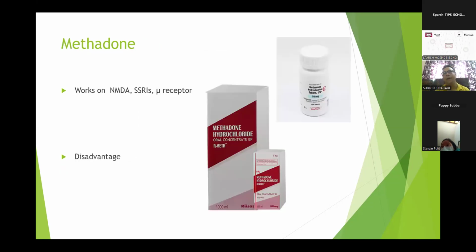Now the methadone. Methadone comes in tablet form and syrup form. Methadone works on the mu receptor, methadone works on the NMDA receptor, and methadone works like SSRIs. So methadone not only works on the physical component of pain, but also has some effect on the psychological component as well. The NMDA receptor blocks our thinking of the physical thought of pain.